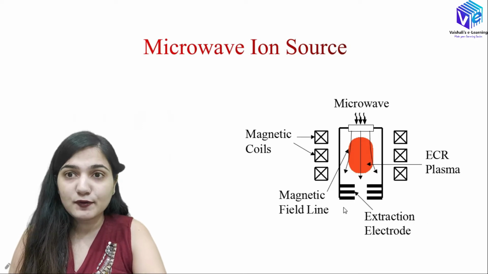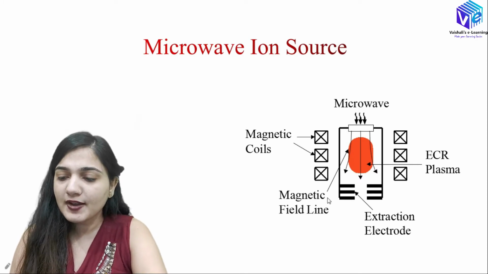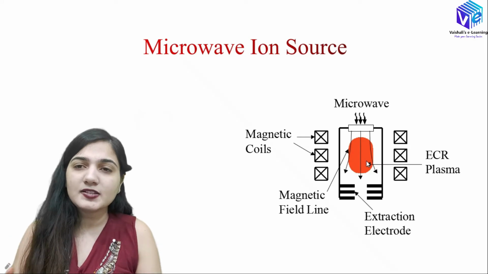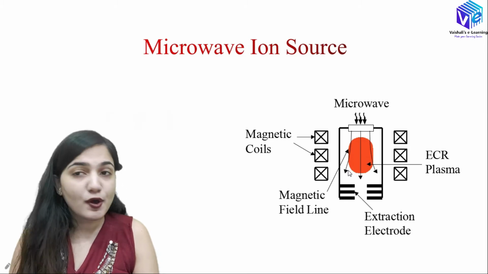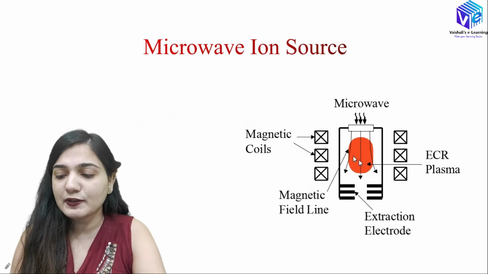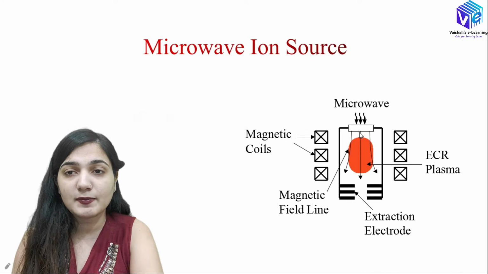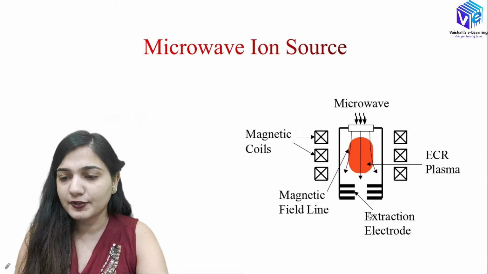Now coming to the microwave ion source. Here we are using microwaves to generate the ions. We are also using some magnetic coils, due to which we have these magnetic field lines. And now this is my ECR plasma. ECR plasma is the plasma that we generate at low pressure values. Because we have low pressure values, it is very hard to generate the plasma. For that we are using the magnetic coils over here. Again, because of this microwave we will have ions generated, and these ions will have some acceleration. These ions are extracted from this extraction electrode.